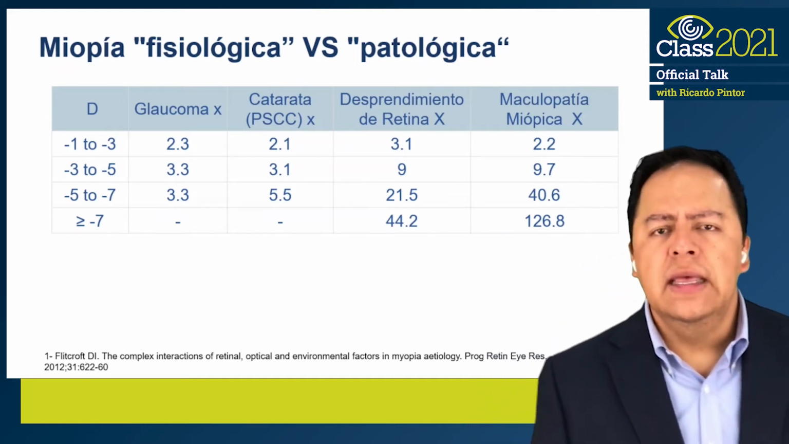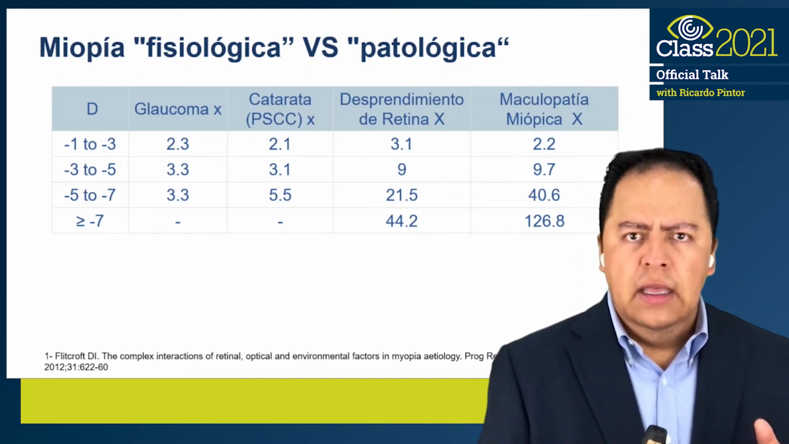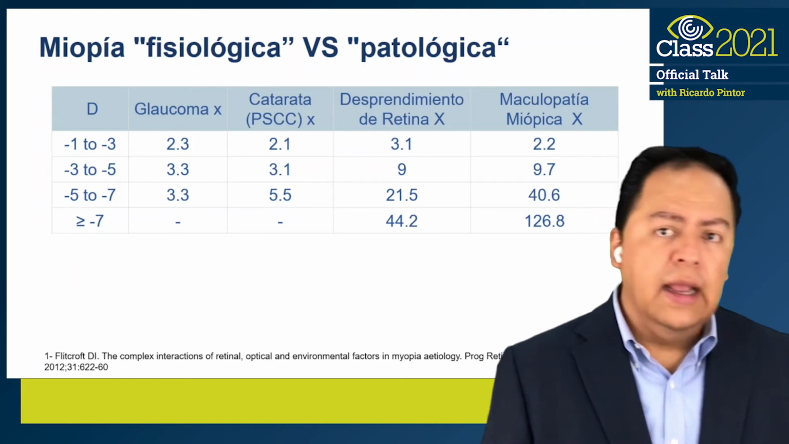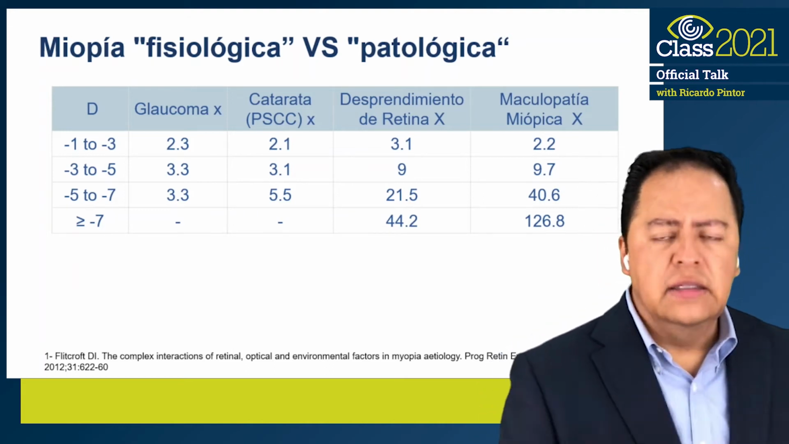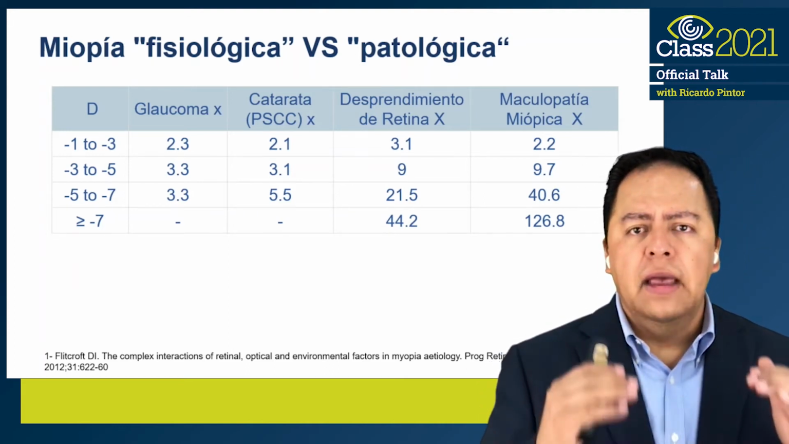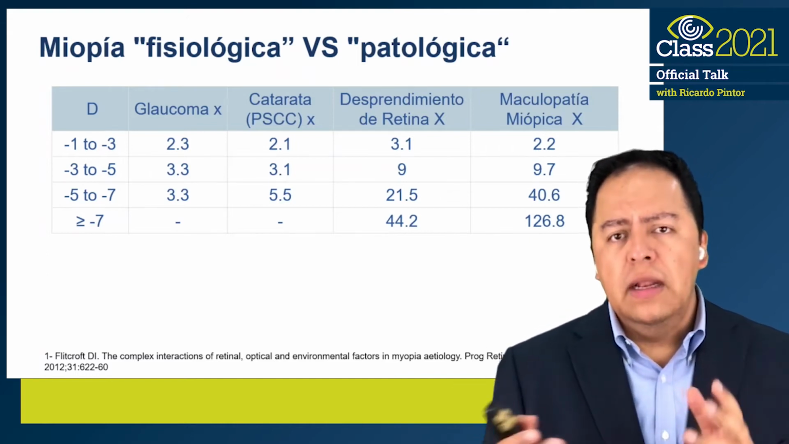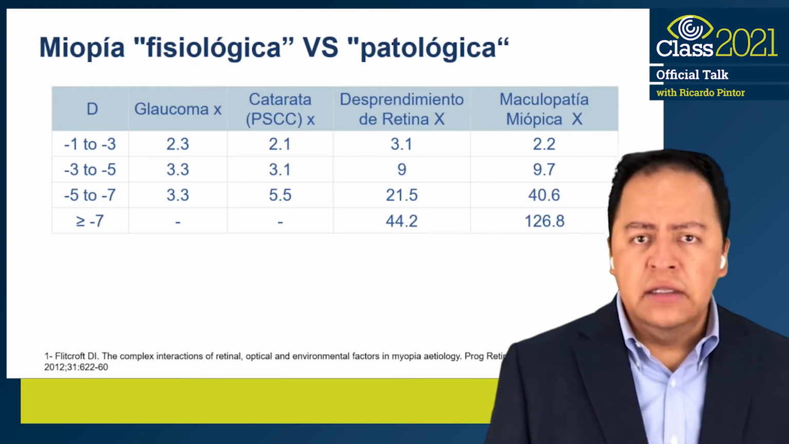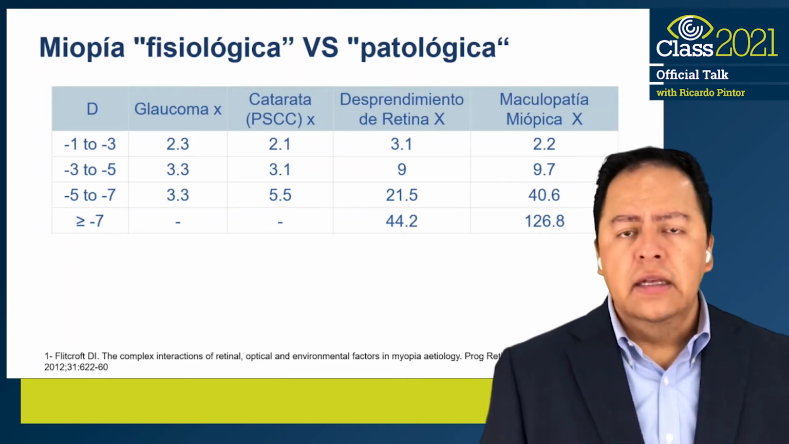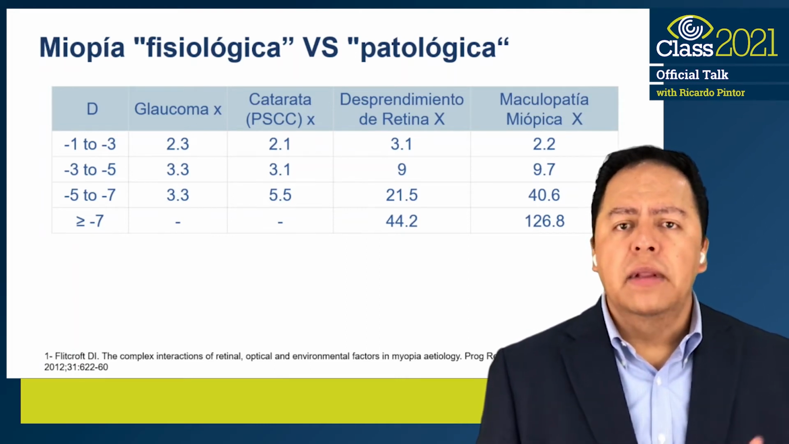Let's talk then about the damage that myopia can cause in this type of patients. It is known that if the amount of myopia is proportionally higher, the affections in the different structures of the eye will increase, a greater risk factor.